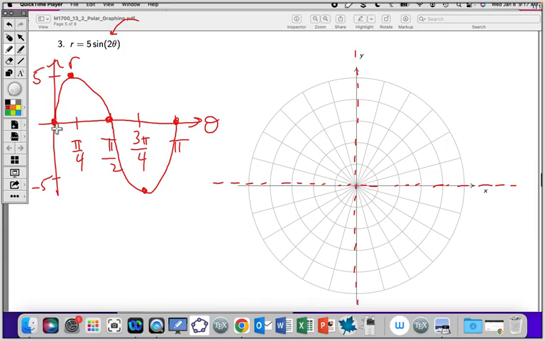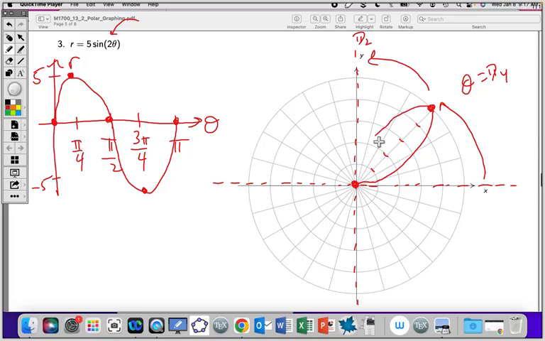So starting off from 0 to pi over 4, r goes from 0 to 5. We're starting right at the origin, and by the time we get to pi over 4, we've gone out 5: 1, 2, 3, 4, 5. So we're going to be out to here, and we'll come out this way. And then from pi over 4 to pi over 2, we're coming back into the origin like that.